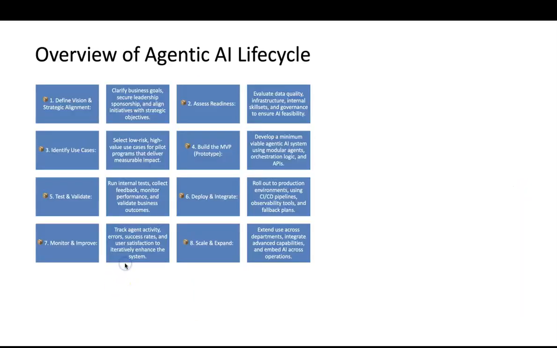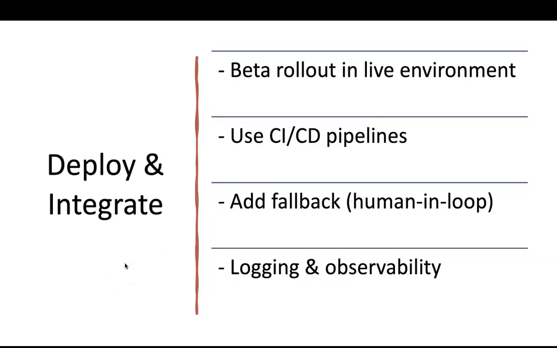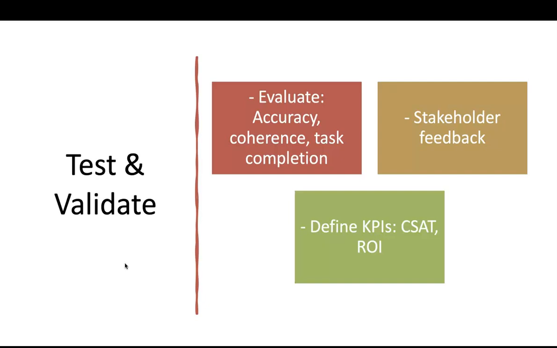Firstly, we have seen that there are multiple stages in the Agentic AI project lifecycle, a total of 8 stages. We have discussed the first 4 stages. Now we will be seeing the 5th stage, that is test and validate. We know what is meant by test and what is meant by validate, so I will give a clear example.